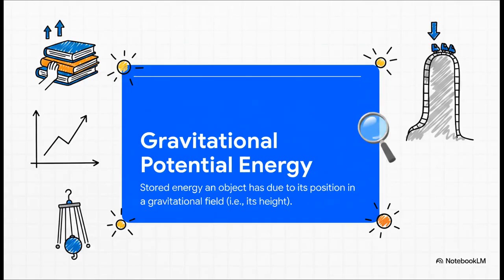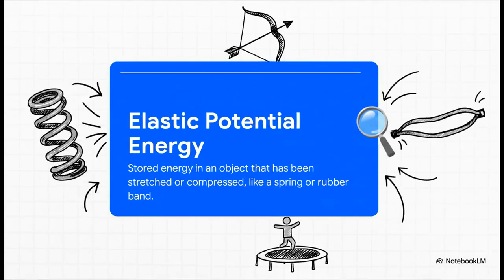Now, a huge type of potential energy is gravitational potential energy. It's really simple. The higher you lift something off the ground, the more of this stored energy it has. A book you're holding way up high has the potential to fall, and when it does, it releases that energy as motion. And then there's its cousin, elastic potential energy. This is the energy you store in something when you stretch it or squish it. You know, like when you compress a spring or pull back a rubber band. It's just sitting there, waiting to snap back and let all that stored energy fly.